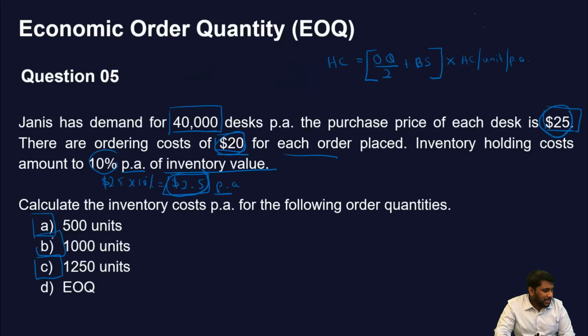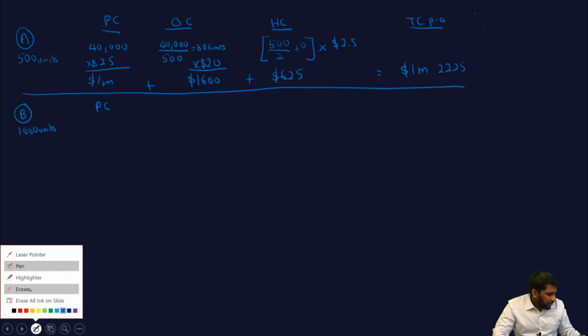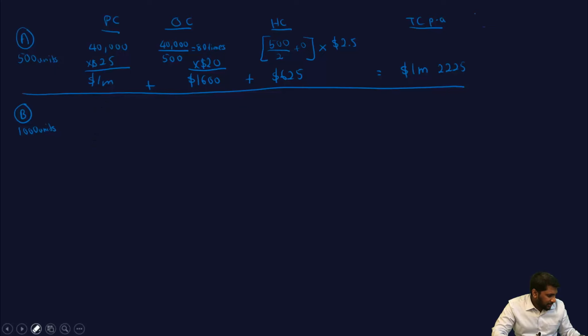What manager B is telling you is to purchase 1000 units per order. Okay. So your purchasing cost will be how much? You will order 1000, and once that 1000 is over, you will order another 1000. Somehow for the entire year, you will order all 40,000 units. So your purchasing cost will not change. It will be 40,000 into 25, which is $1 million.